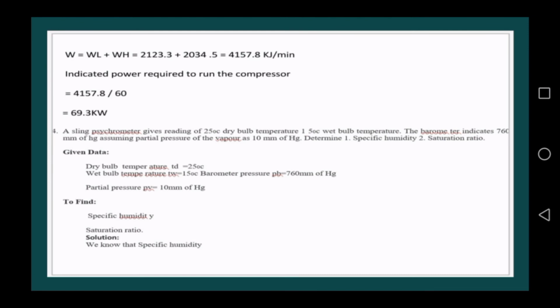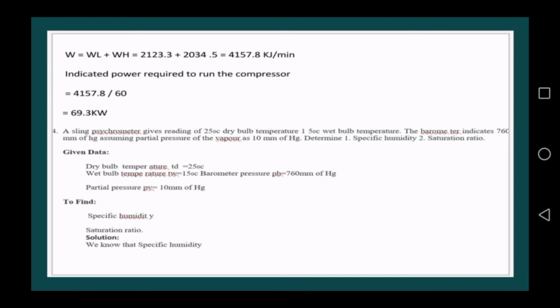Problem solving number 4. A sling psychrometer gives a reading of 25 degrees Celsius dry bulb temperature and 15 degrees Celsius wet bulb temperature. The barometer indicates 760 mm of Hg, assuming the partial pressure of the vapor as 10 mm of Hg. Determine: 1. Specific humidity, 2. Saturation ratio.